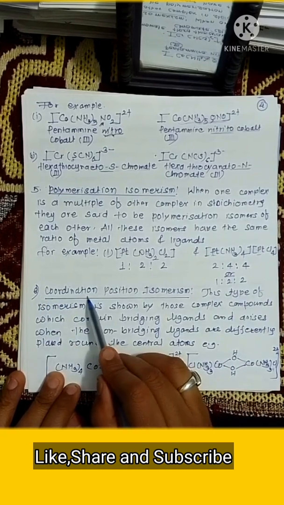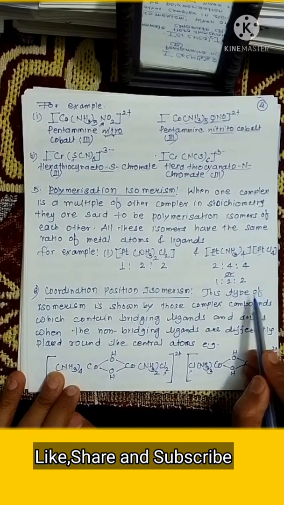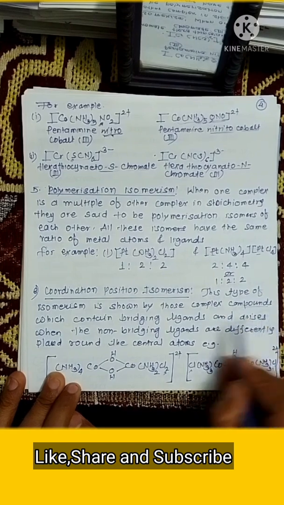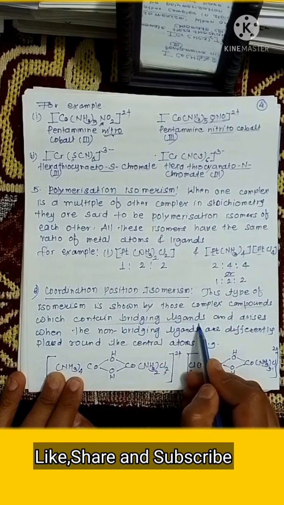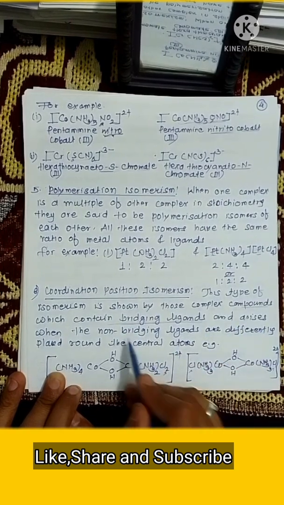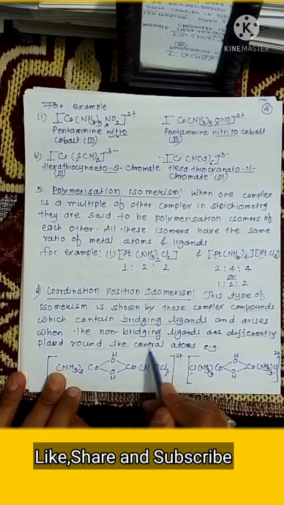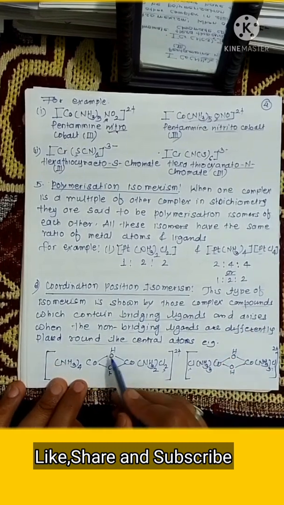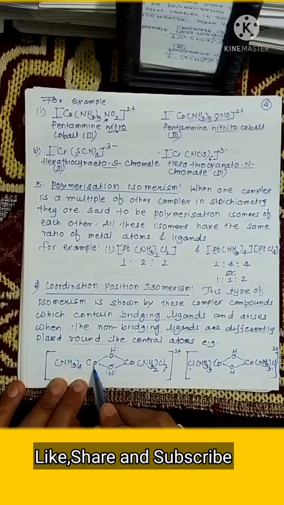The next type is coordination position isomerism. This type of isomerism is shown by those complex compounds which contain a bridging ligand. It is an important condition and arises when non-bridging ligands are differently placed around the central metal atoms. So just see in this example, this OH acts as a bridging ligand between these two cobalt atoms.